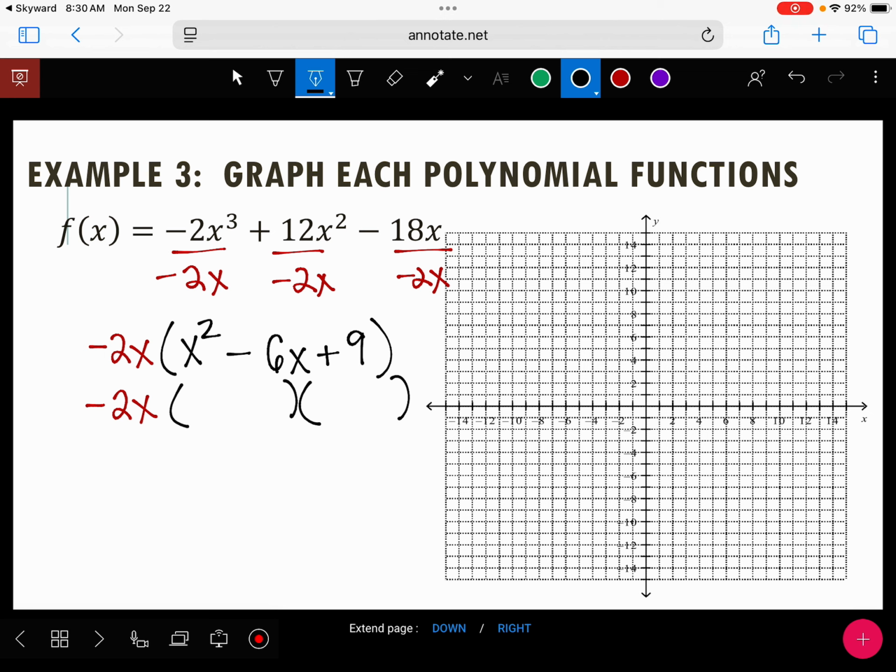So you need 2 numbers that multiply to be a positive 9, but add and give you a negative 6. 2 numbers that multiply to be positive 9 and add to negative 6. What'd you say, Justice? Negative 3, negative 3.